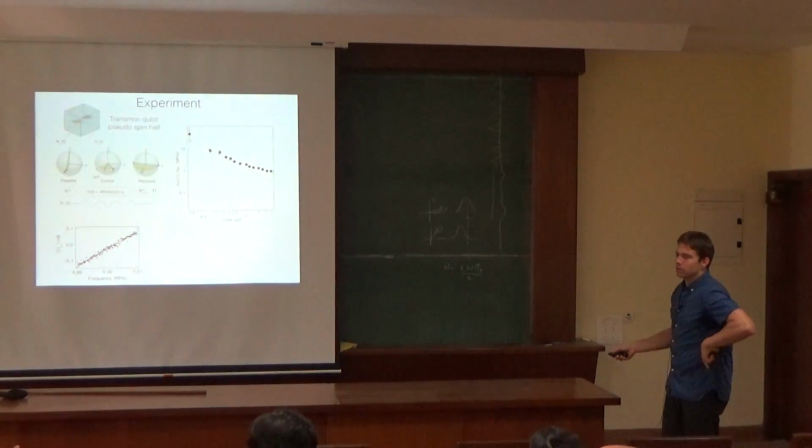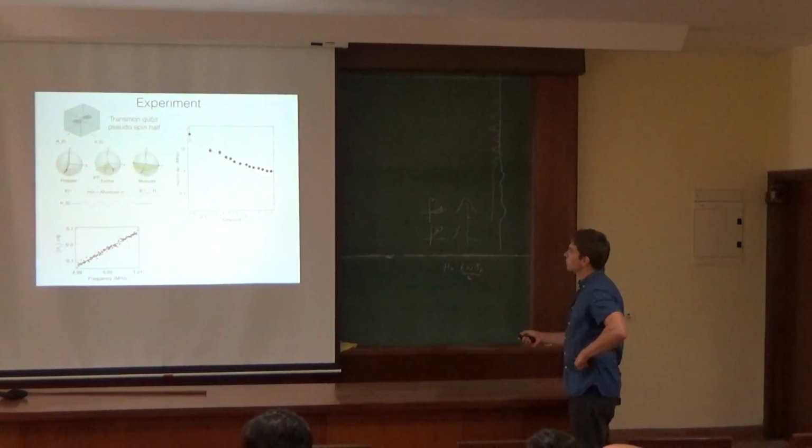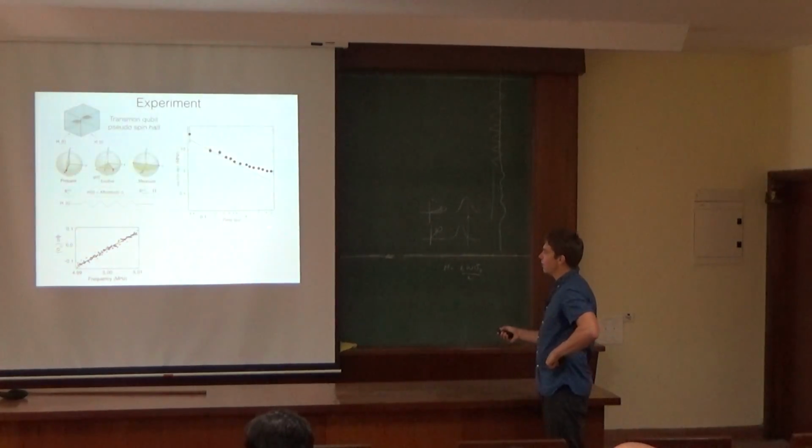So this x-axis is the evolution time? This is the evolution time. So this is like the Ramsey time.